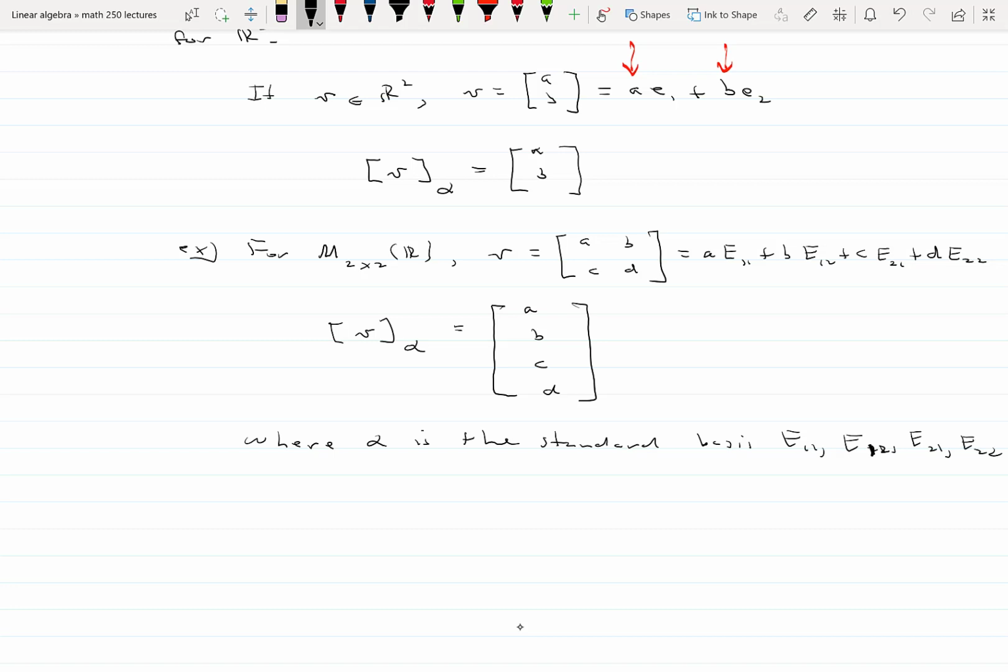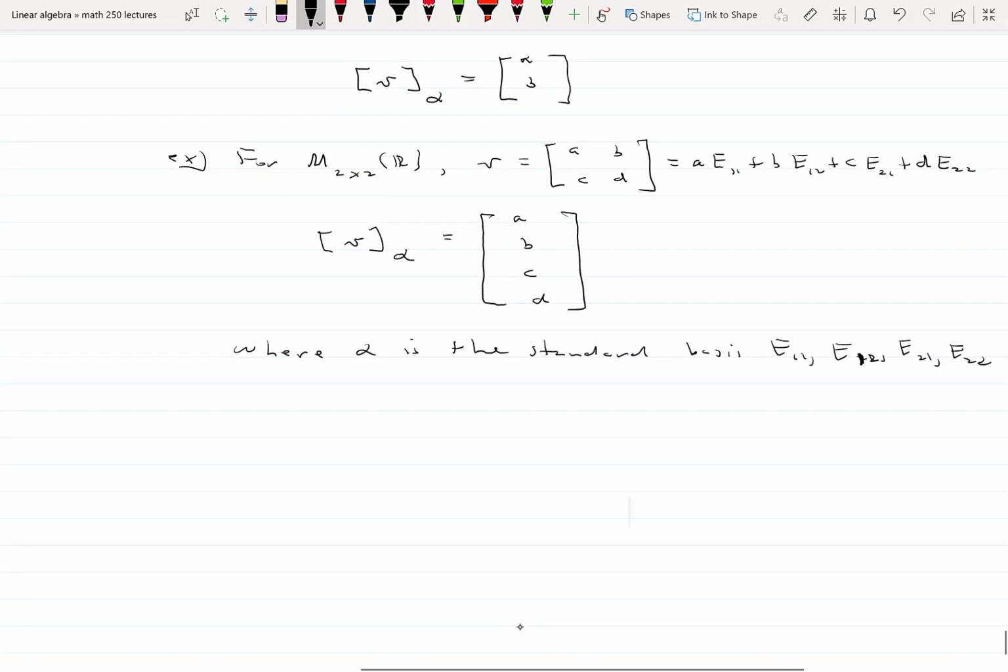So in this case, the coordinate vector for a 2x2 matrix is a column vector. In fact, the coordinate vector doesn't have to look anything like the actual vectors in the vector space. In this case, the coordinate vector is a column vector. The vectors in the vector space are 2x2 matrices.